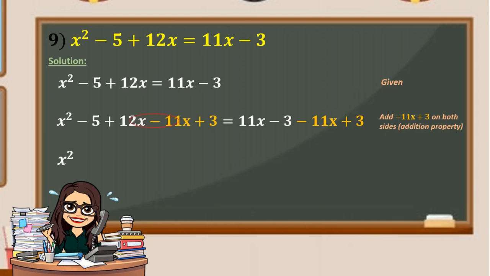So we have 12x minus 11x. So the answer is x. Another like terms, we have negative 5 and 3. So negative 5 plus 3 is negative 2. Then equal sign. Then for the right side, we're going to cancel 11x and negative 11x. So same with negative 3 and positive 3. So we have now equals to 0. And then this is the standard form of the given.